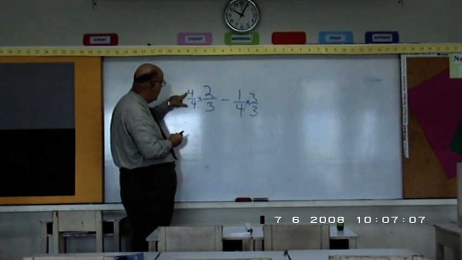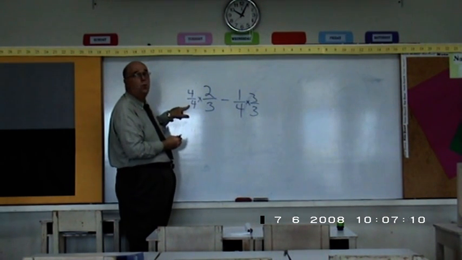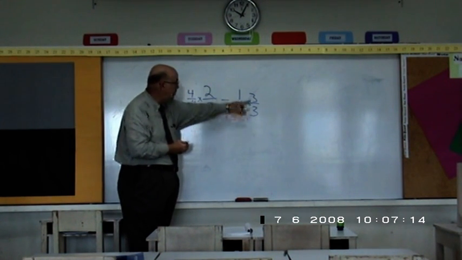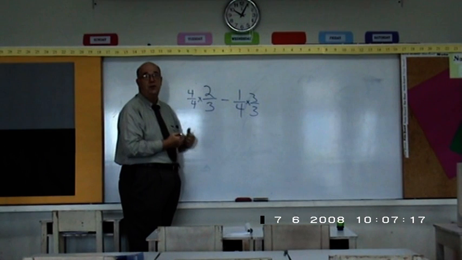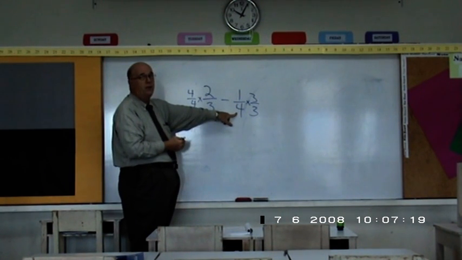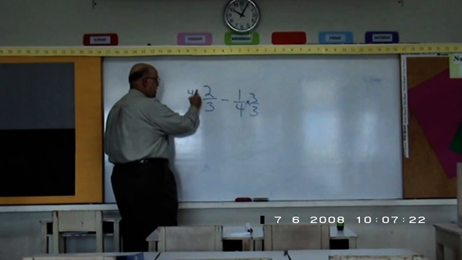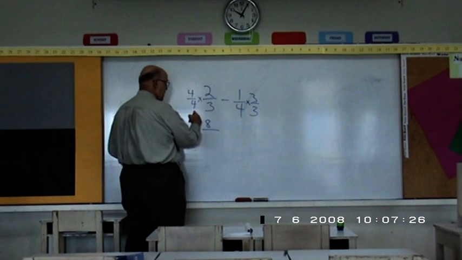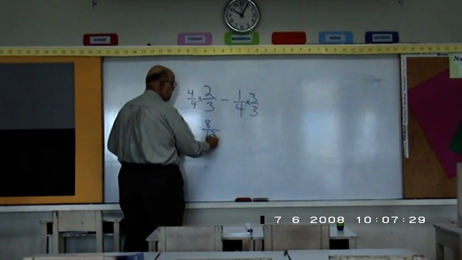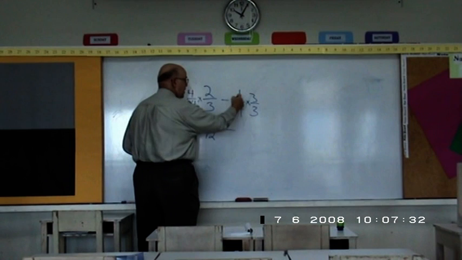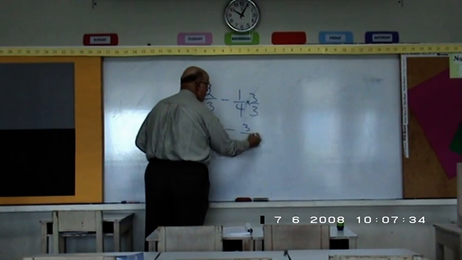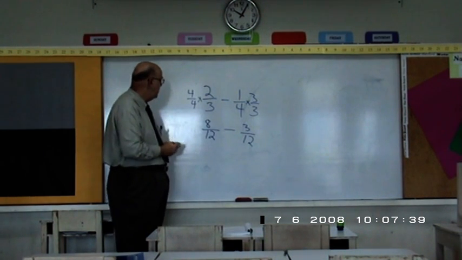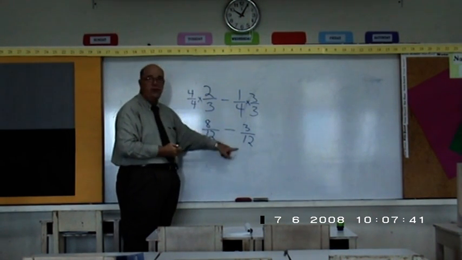now the reason I can do 4 over 4 is 4 over 4 is 1, and we can multiply any number by 1 and we don't change it. This one we're multiplying by 3 over 3, which is 1, and we're not changing this number here at all. What we end up with is 4 times 2 is 8, and 4 times 3 is 12. 1 times 3 is 3. 4 times 3 is 12. So we have the problem 8/12 minus 3/12.